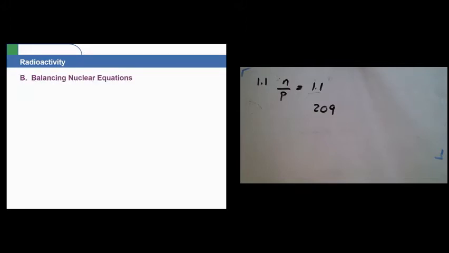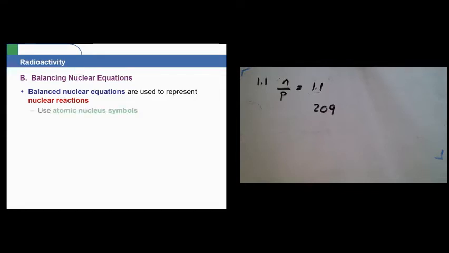All right. Now, in the process of looking at these, to really understand what's going on in these nuclear reactions, I need to teach you guys how to balance nuclear equations. Now, balancing nuclear equations is very, very simple. They are used to represent nuclear reactions. And you always start off by using the atomic nucleus symbols.